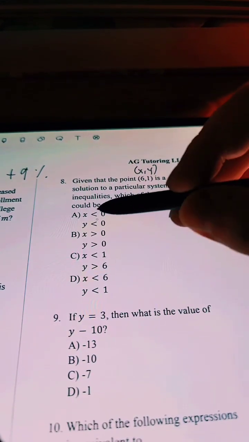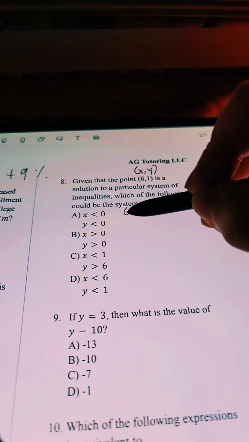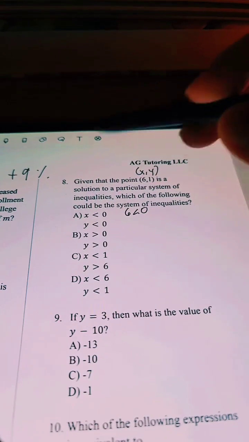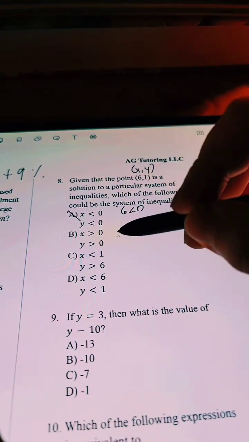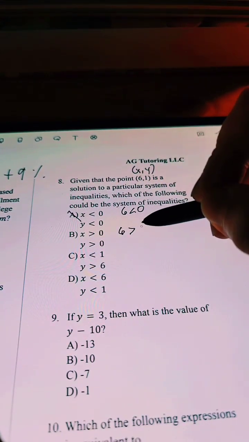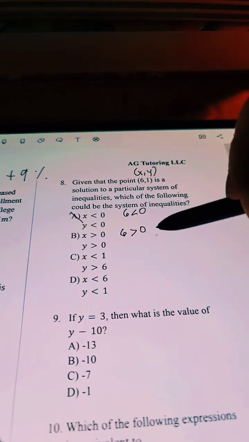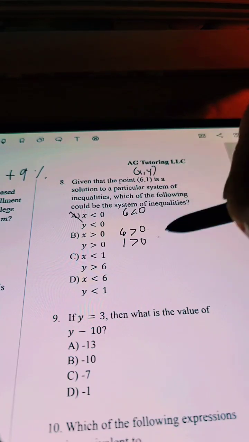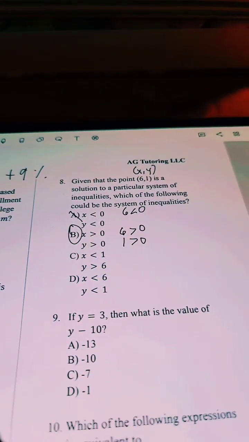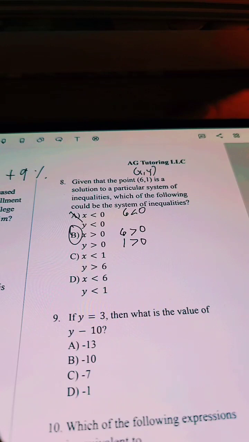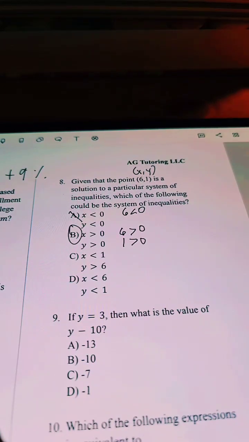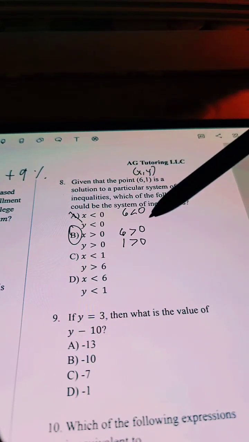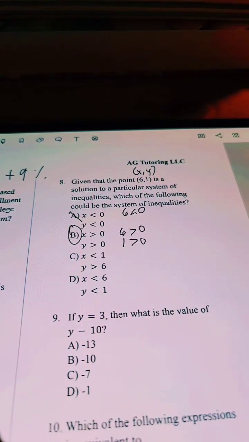So if I plug in 6 for x right there, I would say 6 is less than 0. Well, automatically that does not work. For this one, I can say 6 is greater than 0 when I plug in x. That works. Now let's try it for y. Y is 1, so 1 is greater than 0. That works. That's the answer. So then 6 is greater than 0, 1 is greater than 0. Yes, for the second one, it's B.